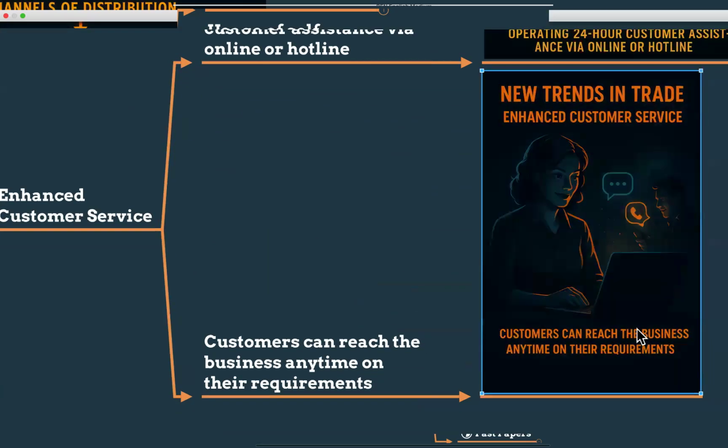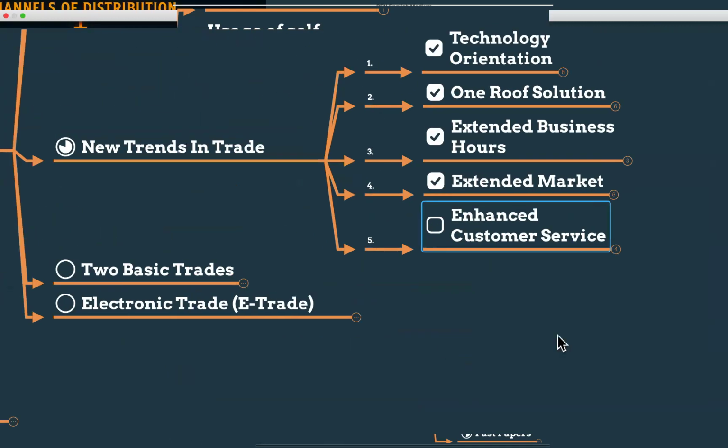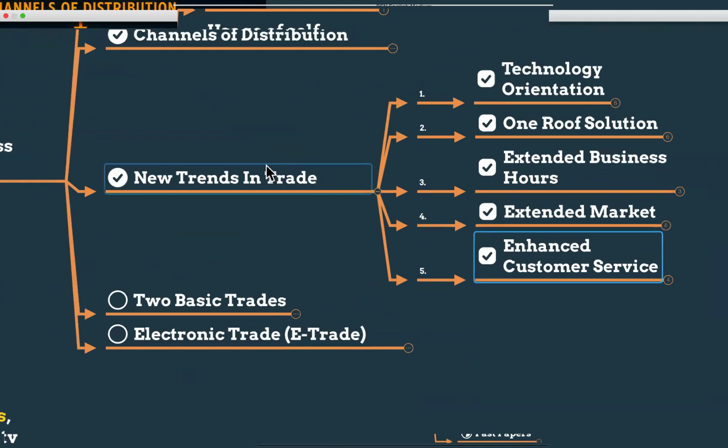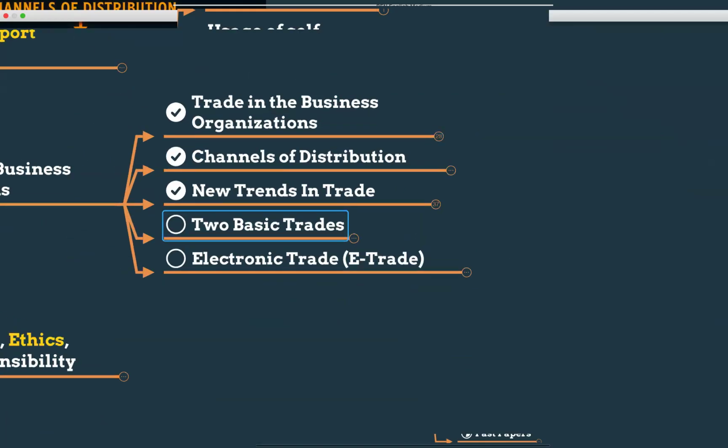So they are solving the problems, they are providing the information, they are handling the complaints, order support is given, right? Everything. So these are the new trends in the trade, right? So you got the idea, right?